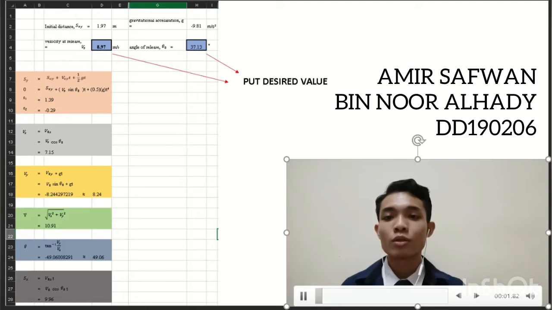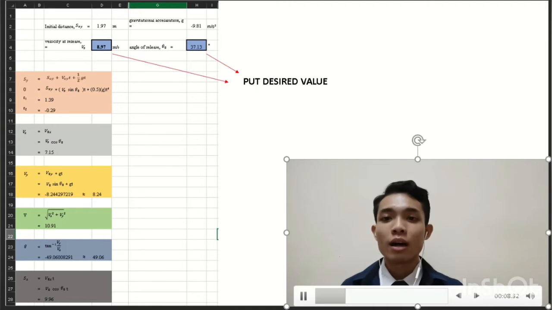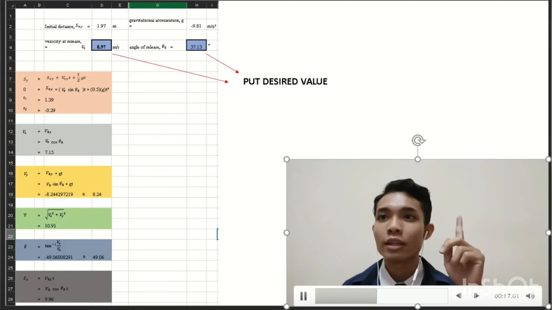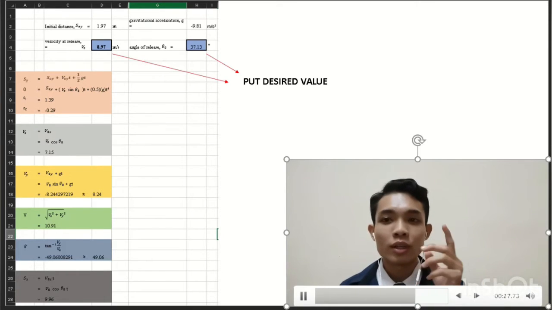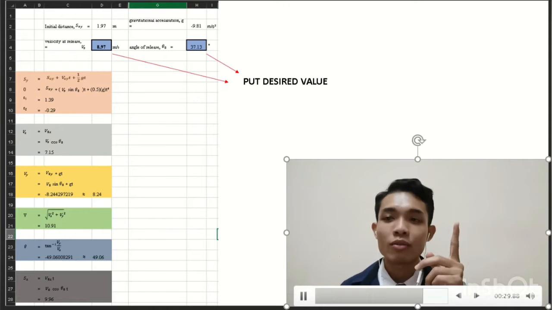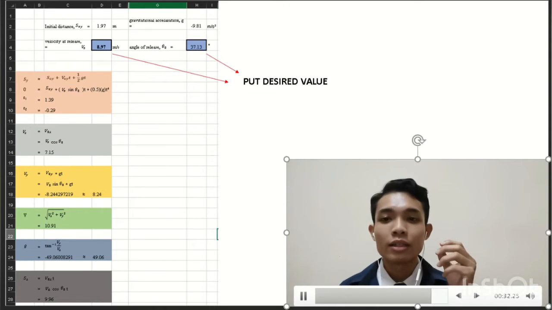Okay, now I will tell you how we arrange the formula in the Excel spreadsheet. First, we need to decide which is the constant value and which is the value that we need to change. For the constant values, we choose the initial distance and the gravitational acceleration. For the values that we need to change, they are the angle and also the velocity. So you can get the velocity and the angle in each round.